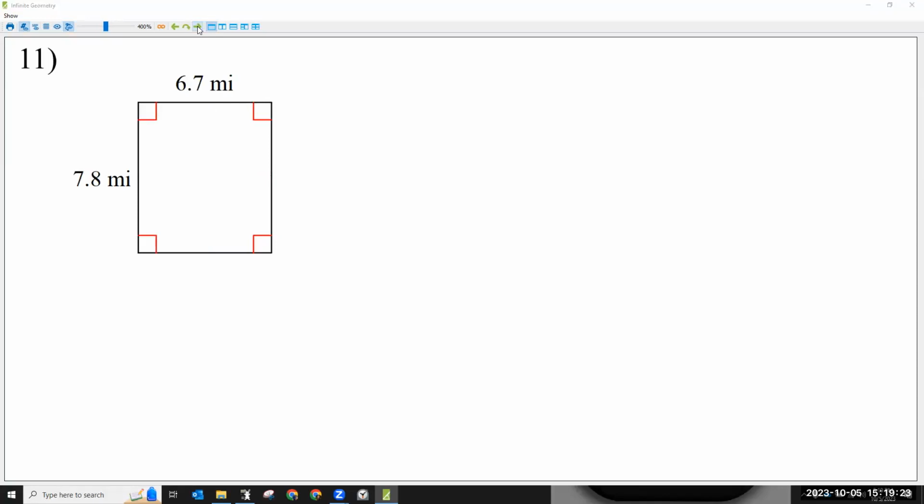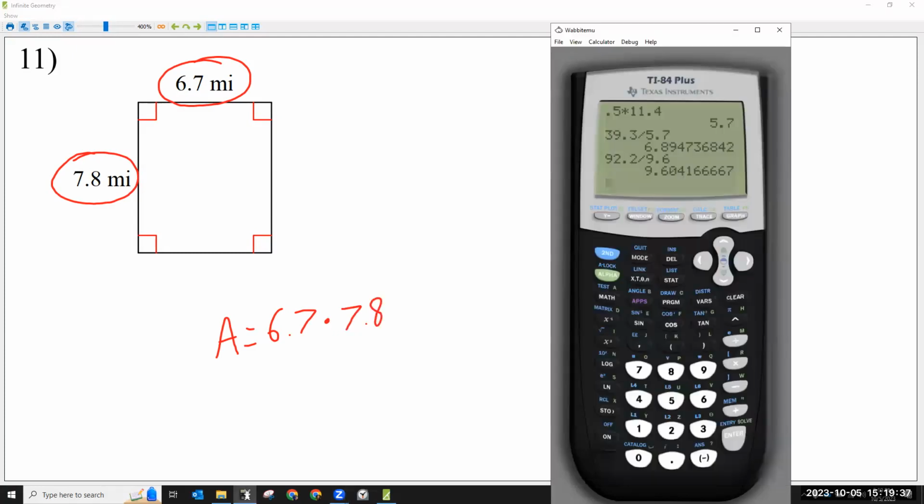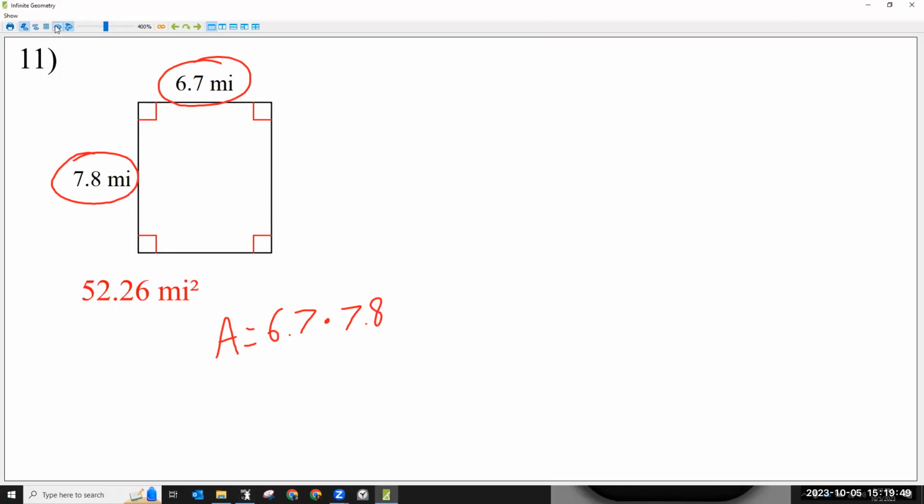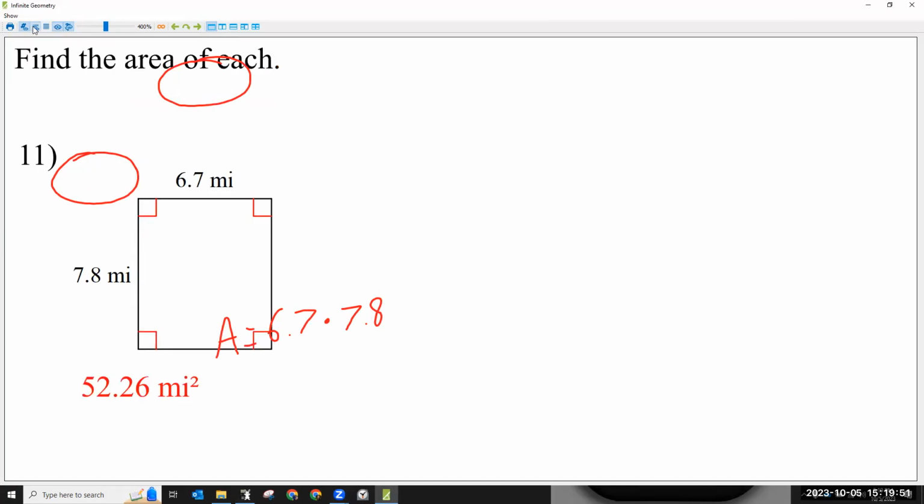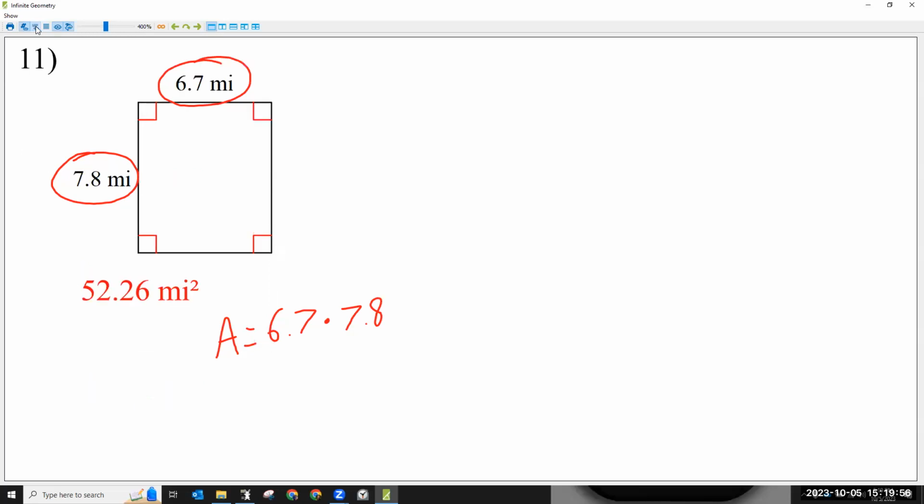Rectangles, you're going to do the same thing. The only difference is the sides are not the same, so don't take that one times that one. So area equals base times height. 6.7 times 7.8, and I get 52.26. Oh, sorry. Did they change it? Find the area of each. Okay, I guess on this one they wanted it rounded to 2 decimal places.